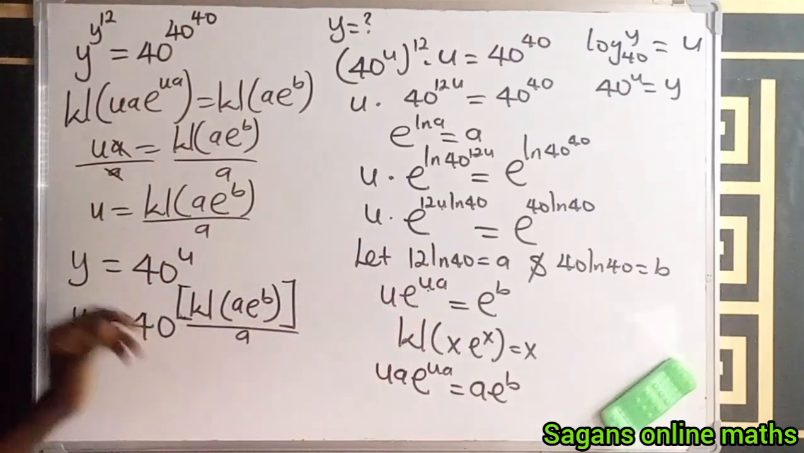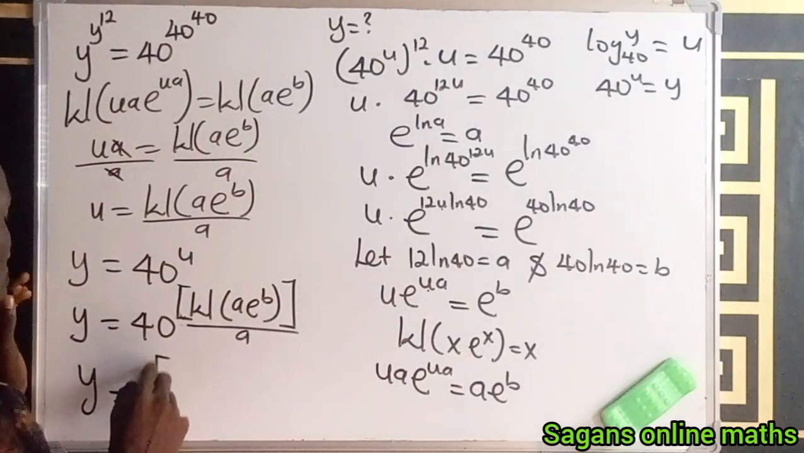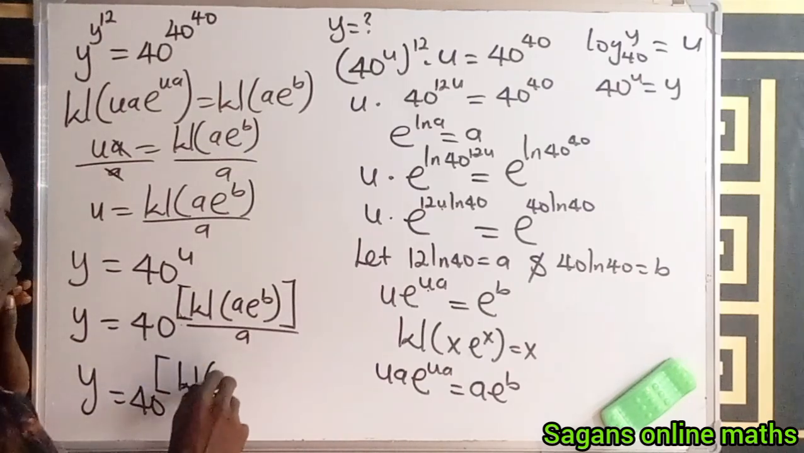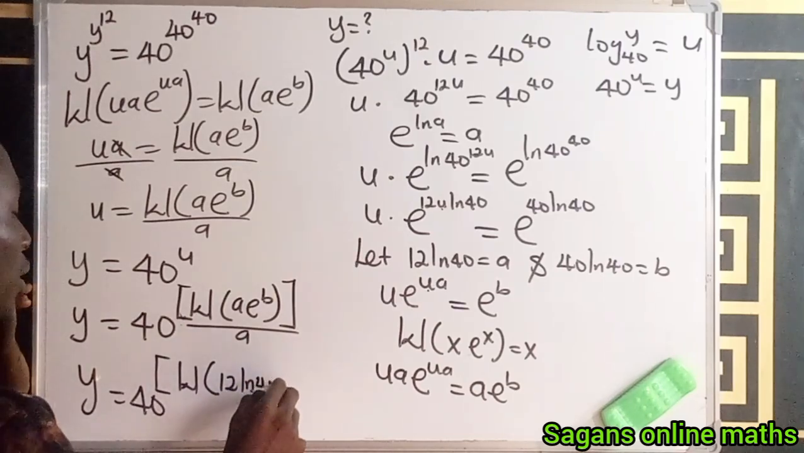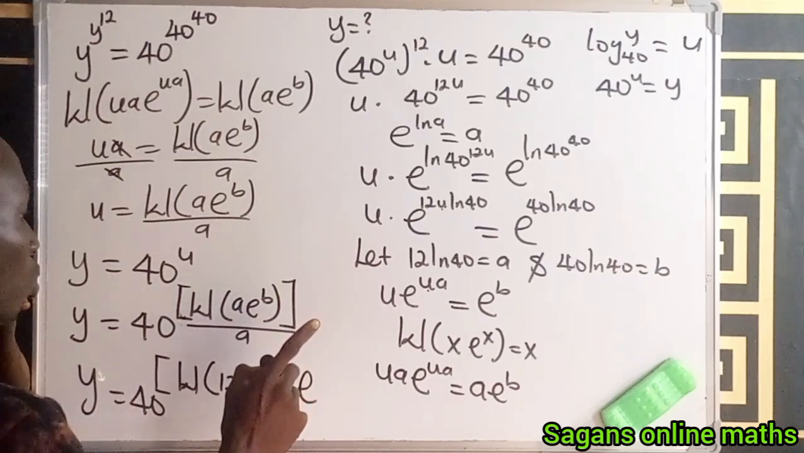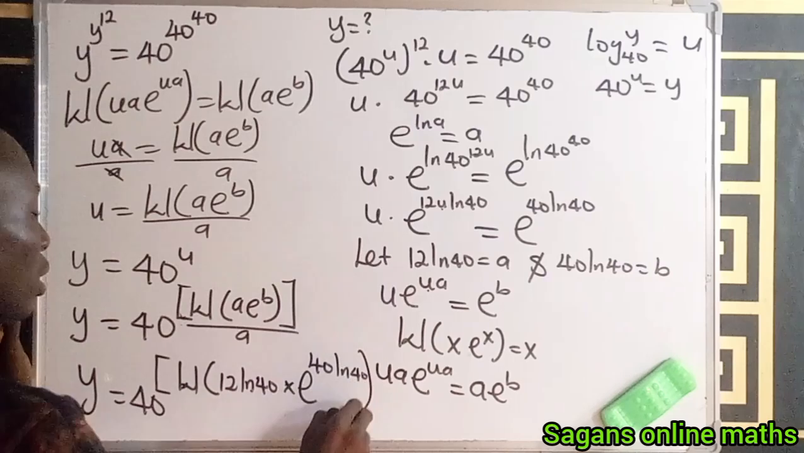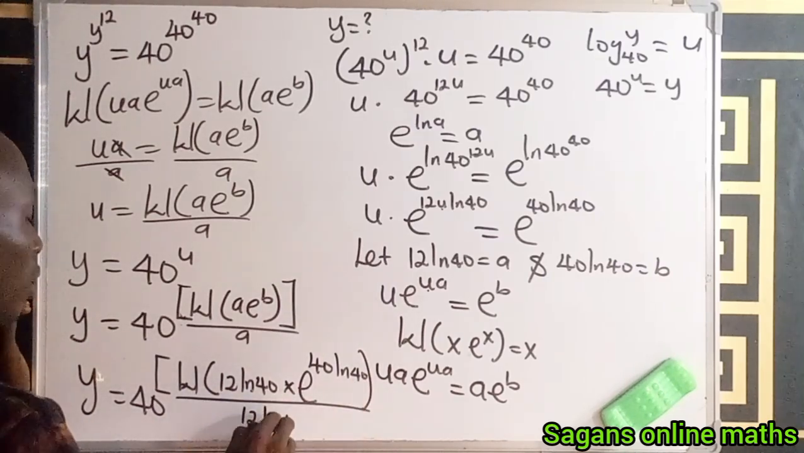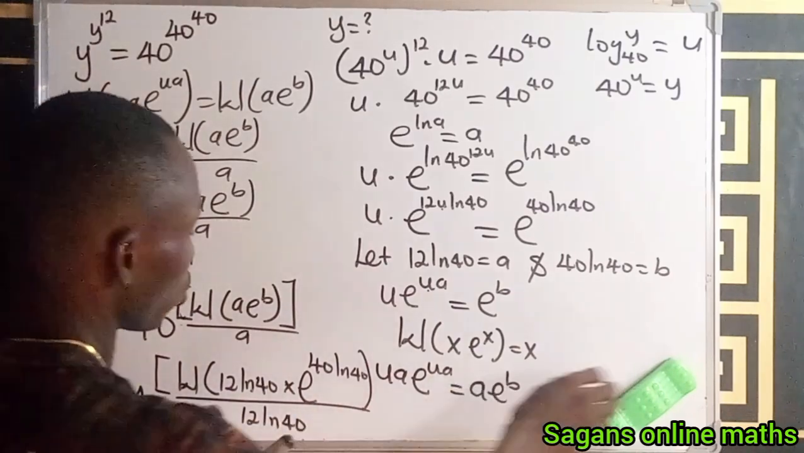But we know these values from here. We know A, we know B. So that means our y is equal to 40 to the power of the Lambert W function of A times e to the power B divided by A, where A is 12 ln 40, as you can see, and B is 40 ln 40, as you can see, then divided by A, and A is 12 ln 40. You can leave this as the value of y, but we can also simplify this further.